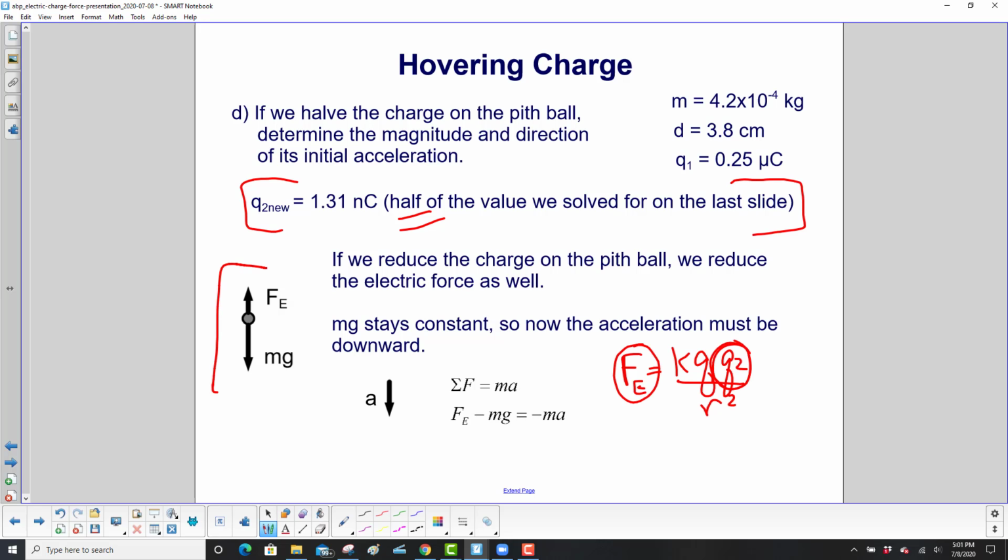So you can see on the free body diagram, the electric force vector is half, and it's smaller than mg now. So which way is this thing going to accelerate? Well, downward, right? Because there's more force down than up. So we show acceleration down. Sum of the forces is ma. So we're going to go Fe. It's still pointing in the up direction. Gravity is down, so that's negative. And the acceleration is down, so we put a negative there also.